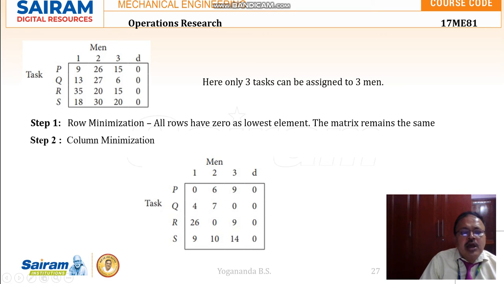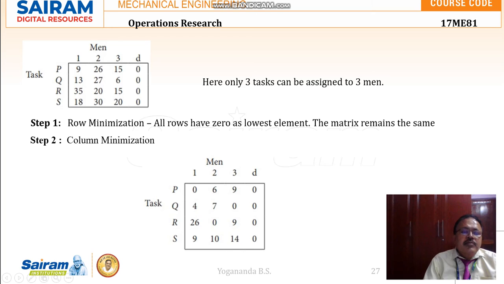Now step 2 is column minimization. Take each column, find the lowermost cost in each column, and subtract it from the remaining costs. In the first column, 9 is the lowermost cost, subtract it from the remaining elements. 9 minus 9, 0 here. 13 minus 9, 4. 35 minus 9, 26. 18 minus 9, 9. Like this, we arrive at the modified matrix.